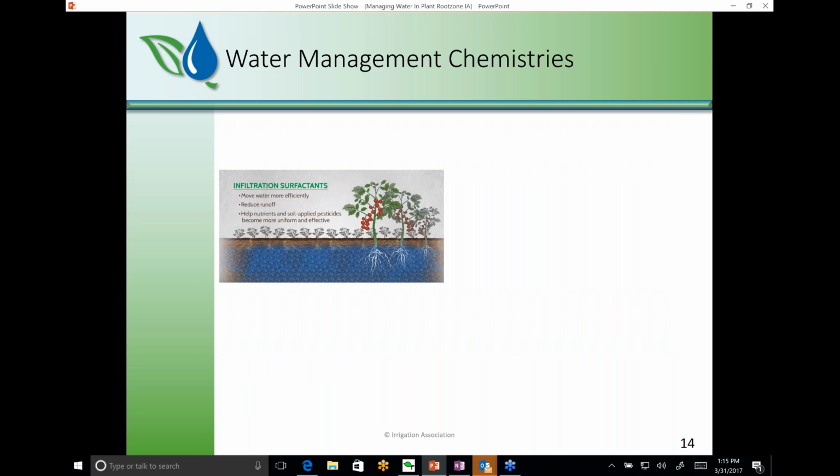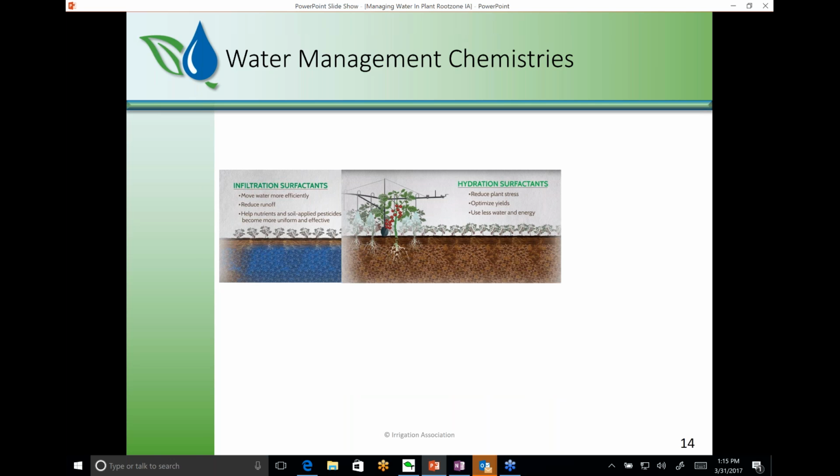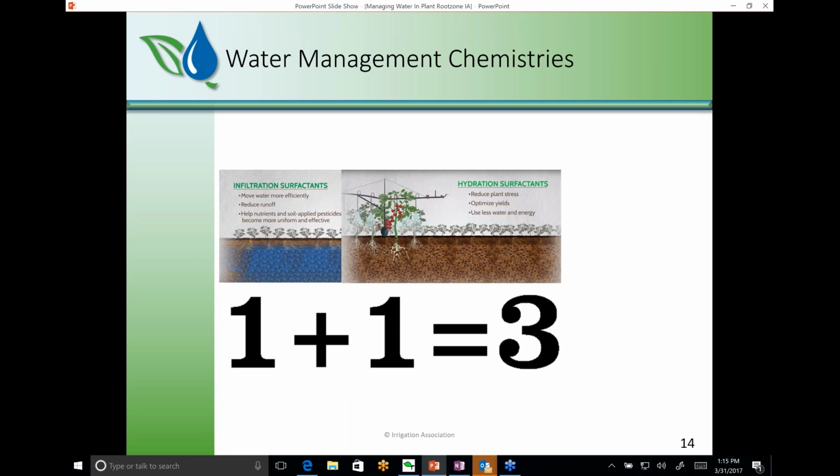So we've talked a little bit about irrigation surfactants, and we've talked about hydration surfactants. Well, what happens if you combine the two? What we found through research is that combining infiltration surfactants and irrigation surfactants produces a synergy. And what we see is that we actually get better results from combination products across a broader range of conditions.